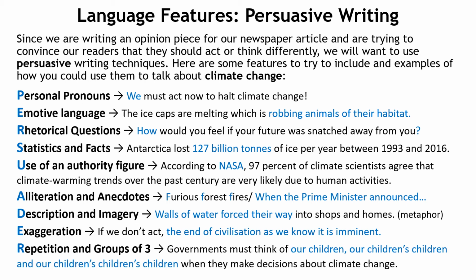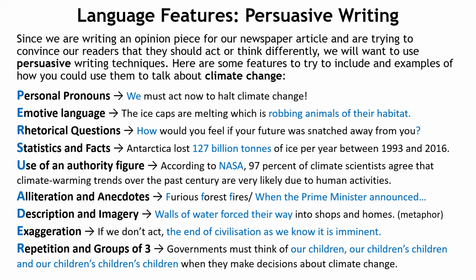Repetition in groups of 3. Although we don't want to include too much repetition in our writing, sometimes it can be really effective, especially if you use it in groups of 3. An example would be, governments must think of our children, our children's children, and our children's children's children when they make decisions about climate change.